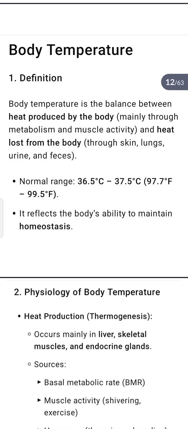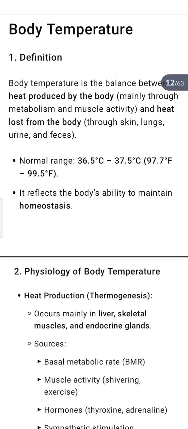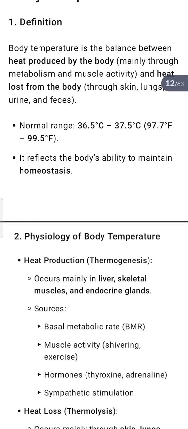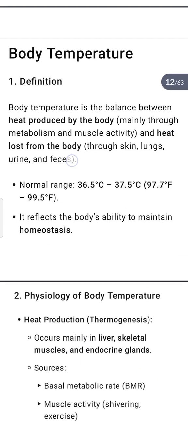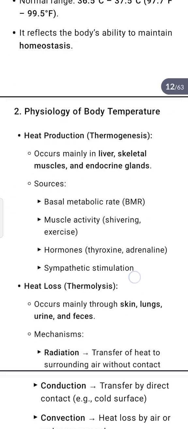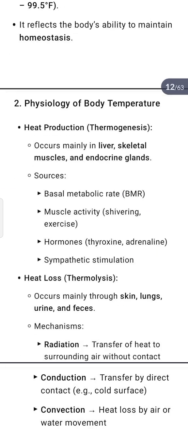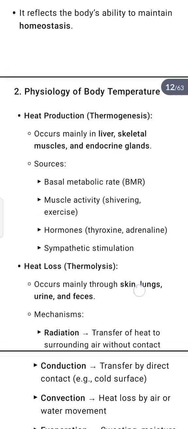Body temperature is the balance between the heat produced by the body, mainly through metabolism and muscle activity, and heat lost from the body through skin, lungs, urine and feces. What is the normal range? So this is the normal range, you can write, and it reflects the body ability to maintain homeostasis. So hope you understand the definition of body temperature. Now we are proceeding toward physiology of body temperature.